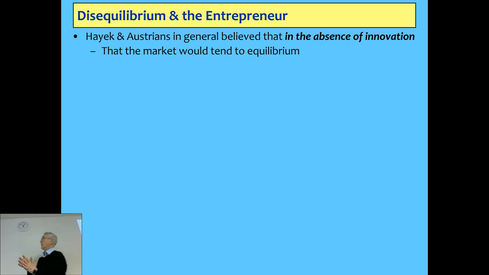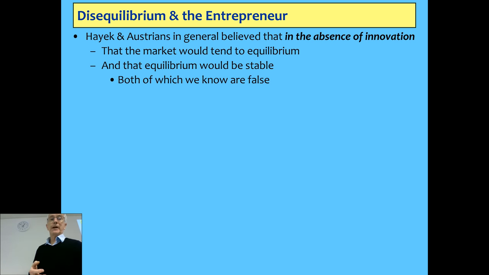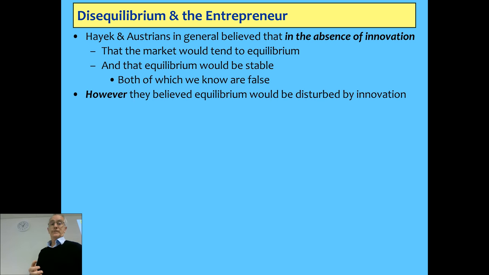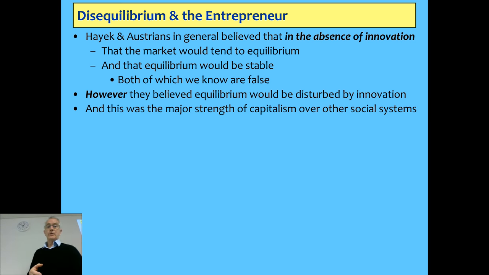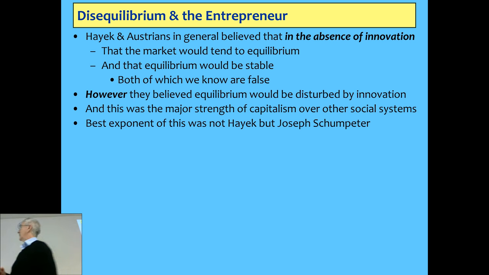Okay, now what they believe, this is going back to the Austrians' vision, they believe that if there's no innovation, no change in technique, like the phones don't change over time, then you're likely to reach equilibrium and that it'd be stable. Now we know those are both mathematically false, as it happens. But he believed they would be disturbed by innovation, so new ideas would come along. And he said that's the main strength of capitalism.